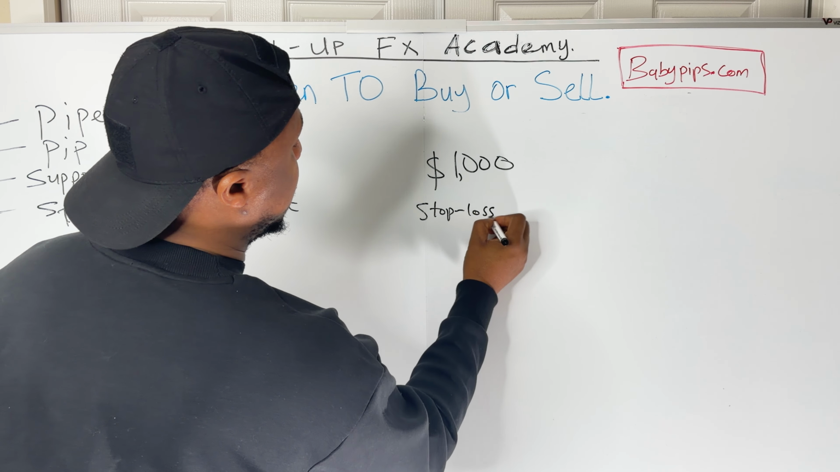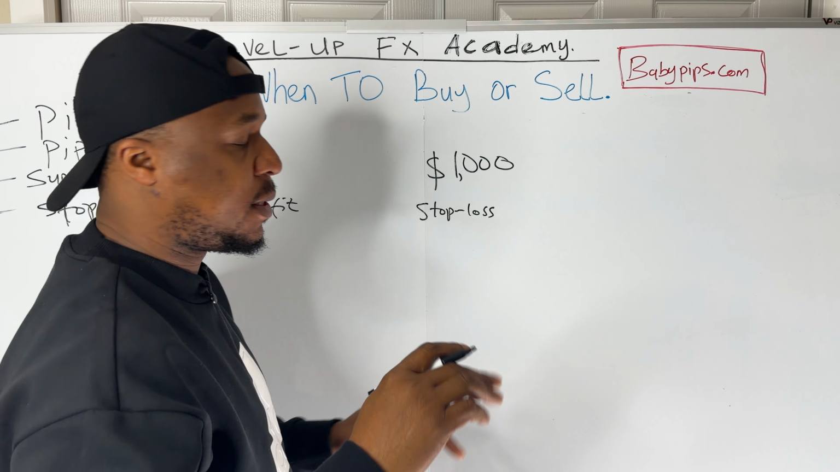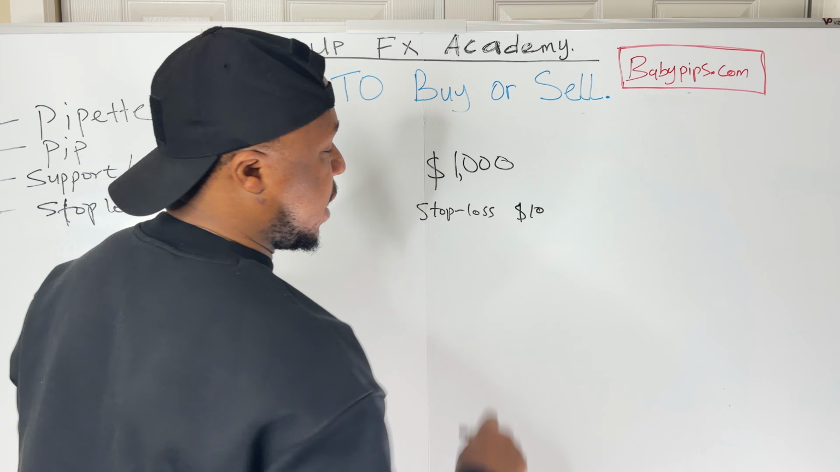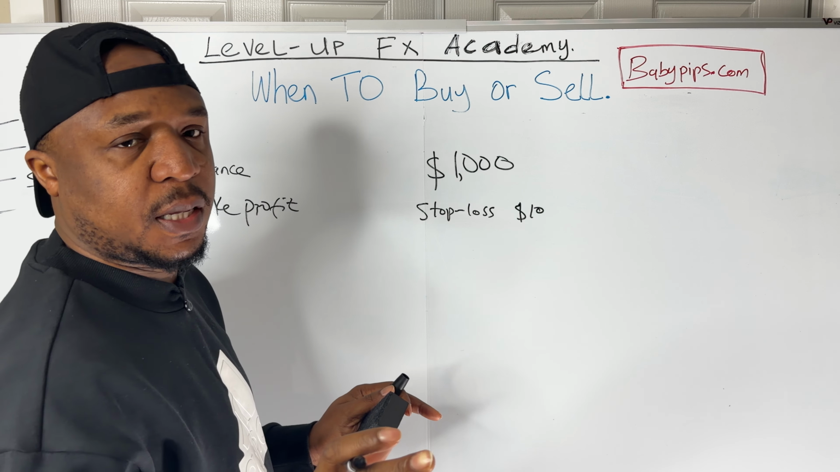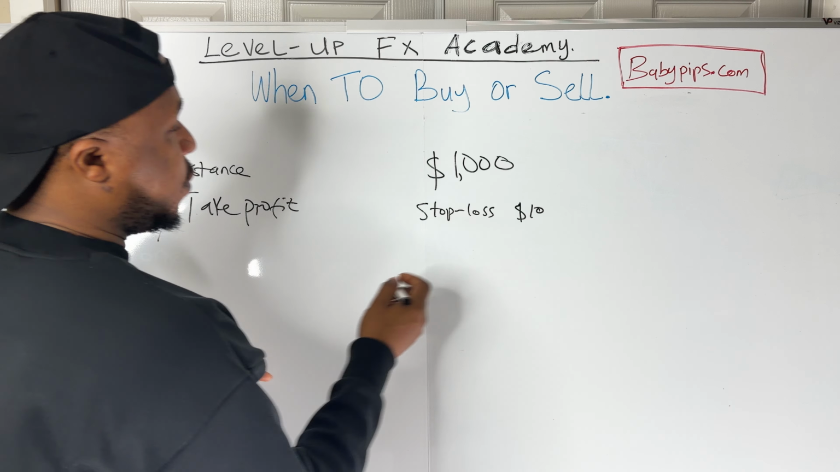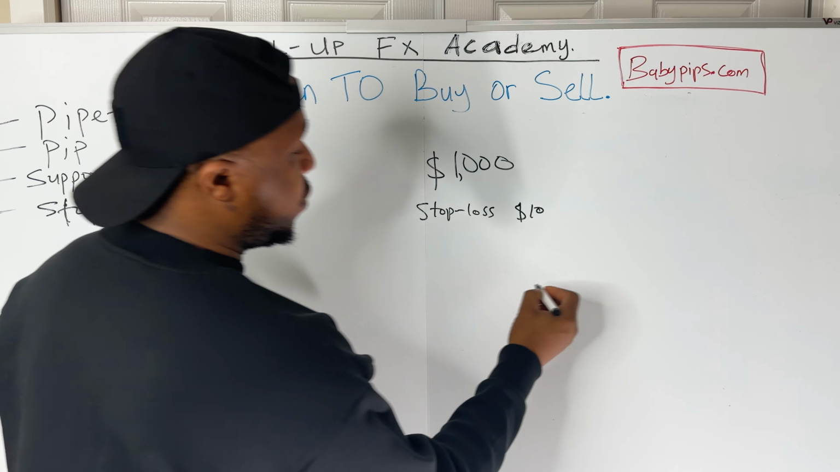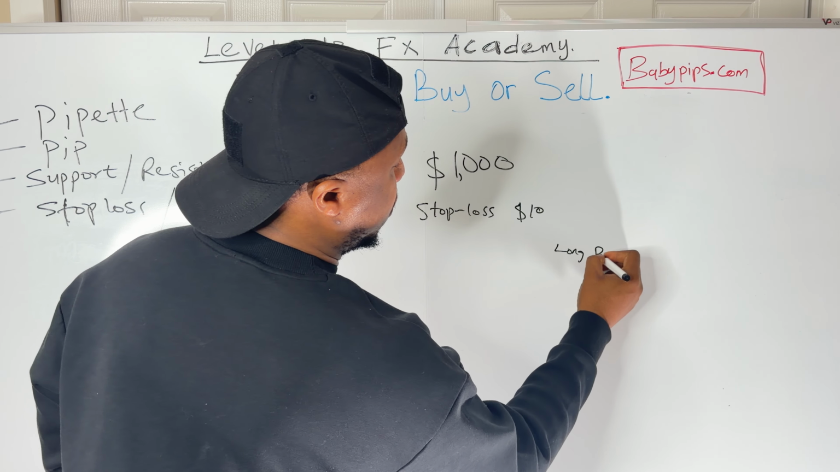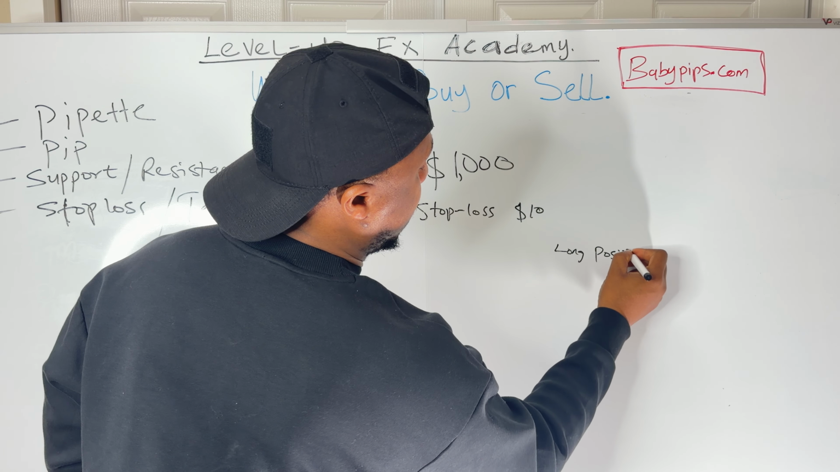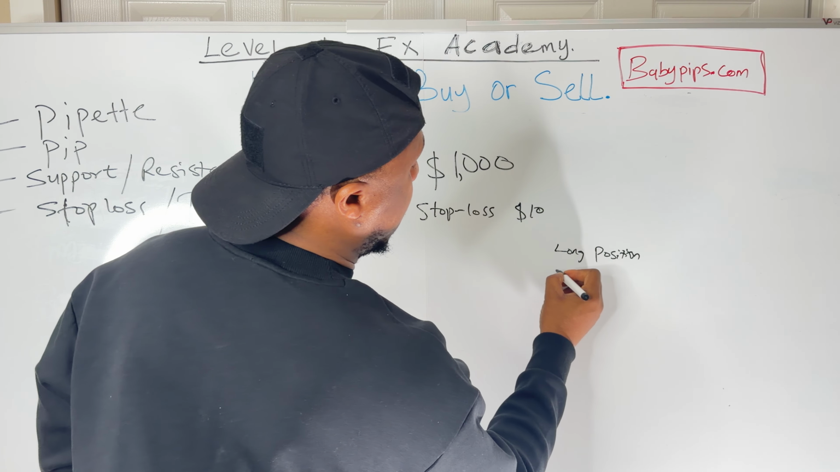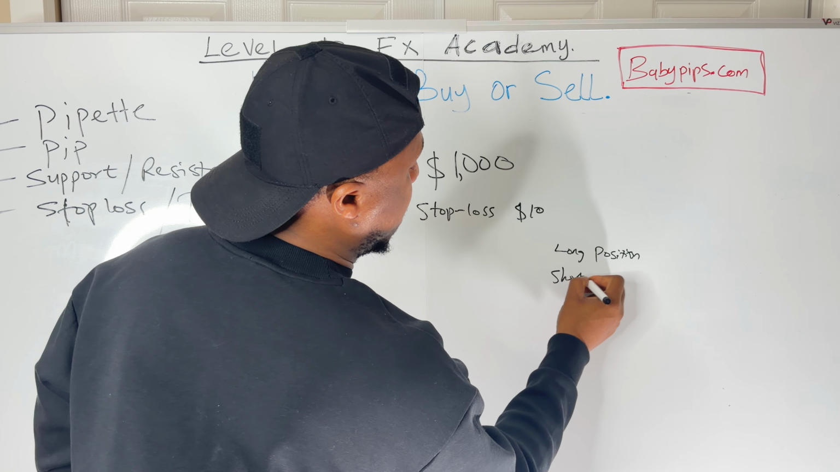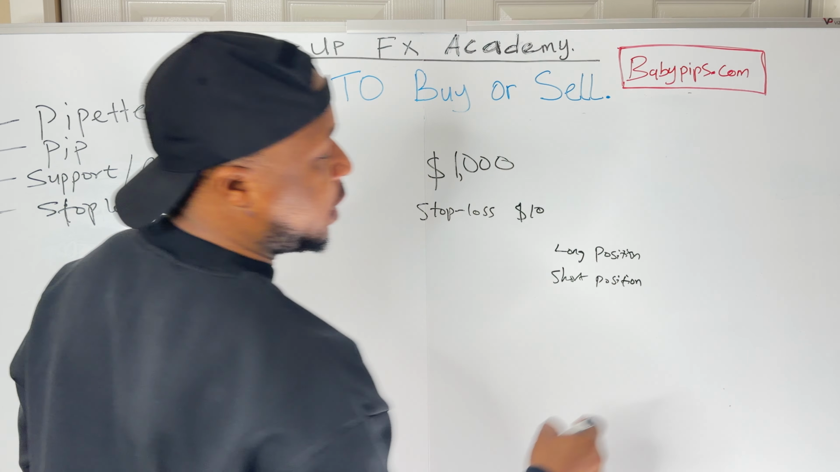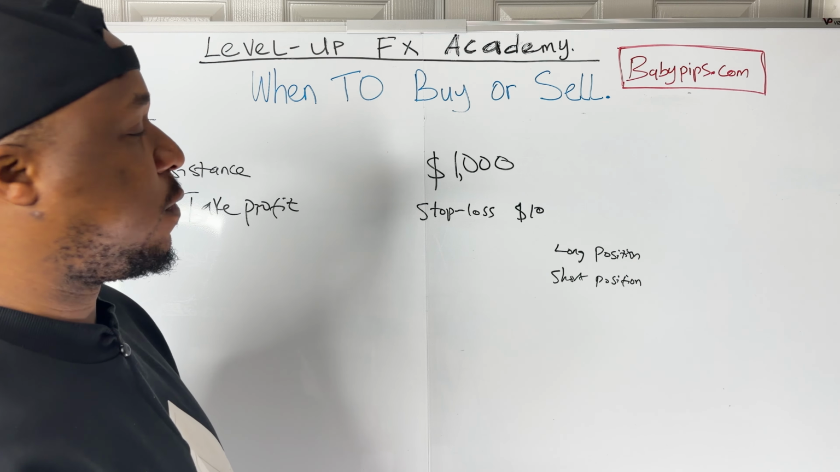Stop loss simply means if I lose a certain amount of money, for instance $10, the market takes me out of the market. I don't want to lose more. On the chart, there's a tool called the long position, and then what we call the short position. I'm going to show everything on the chart on the next episode of this video.